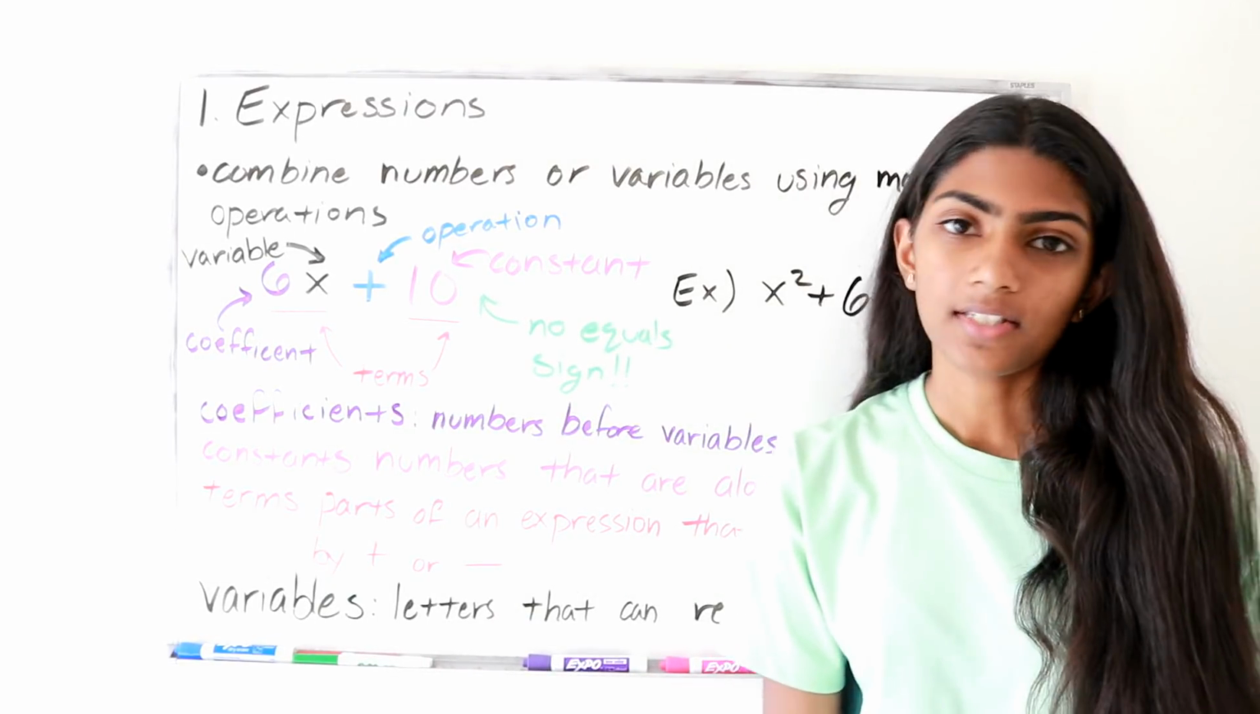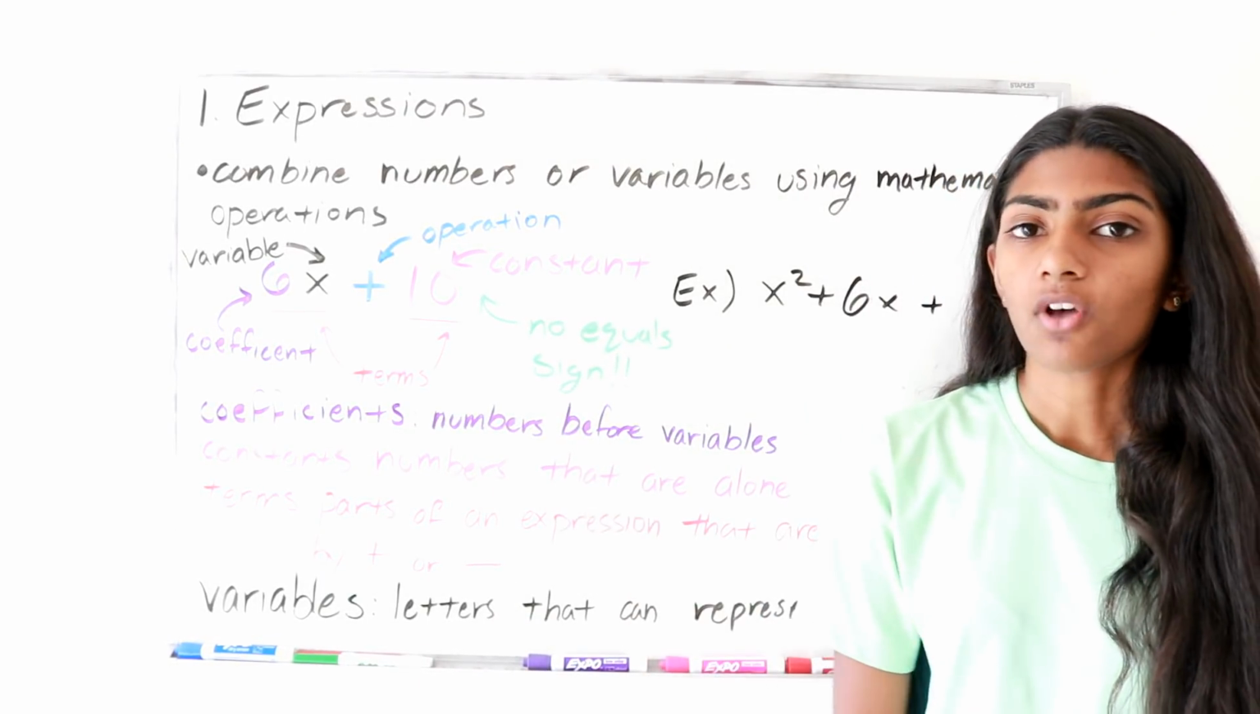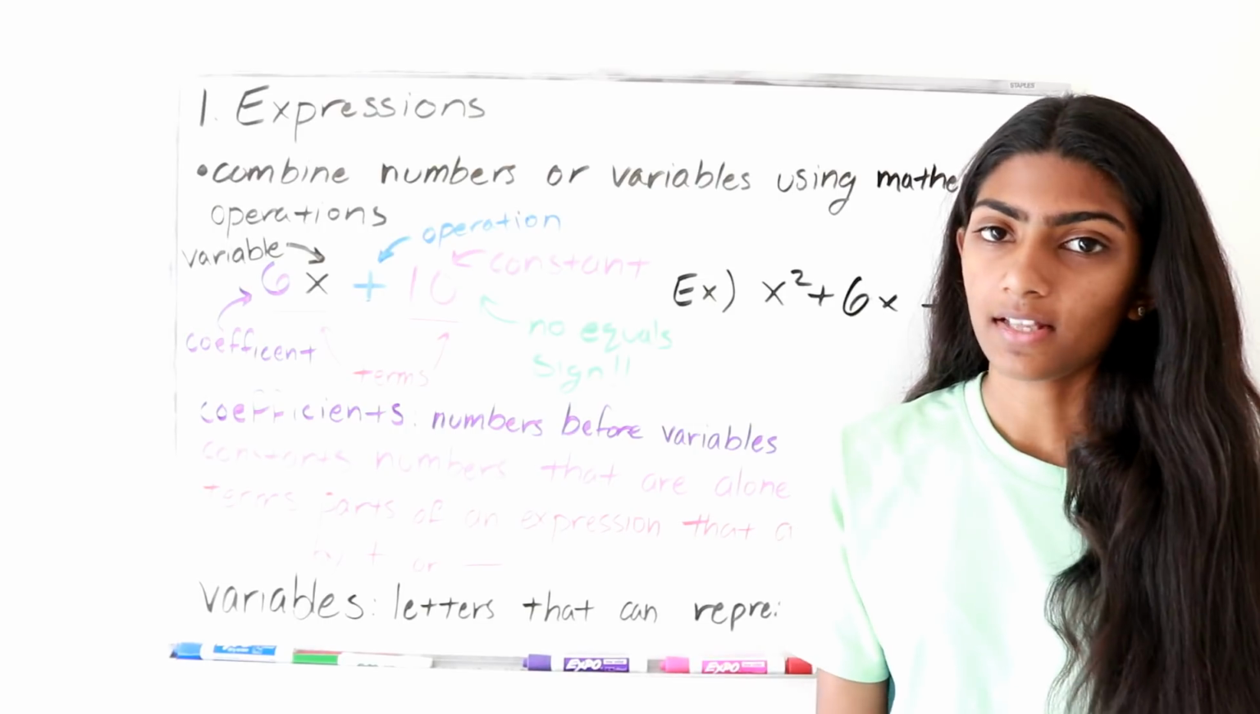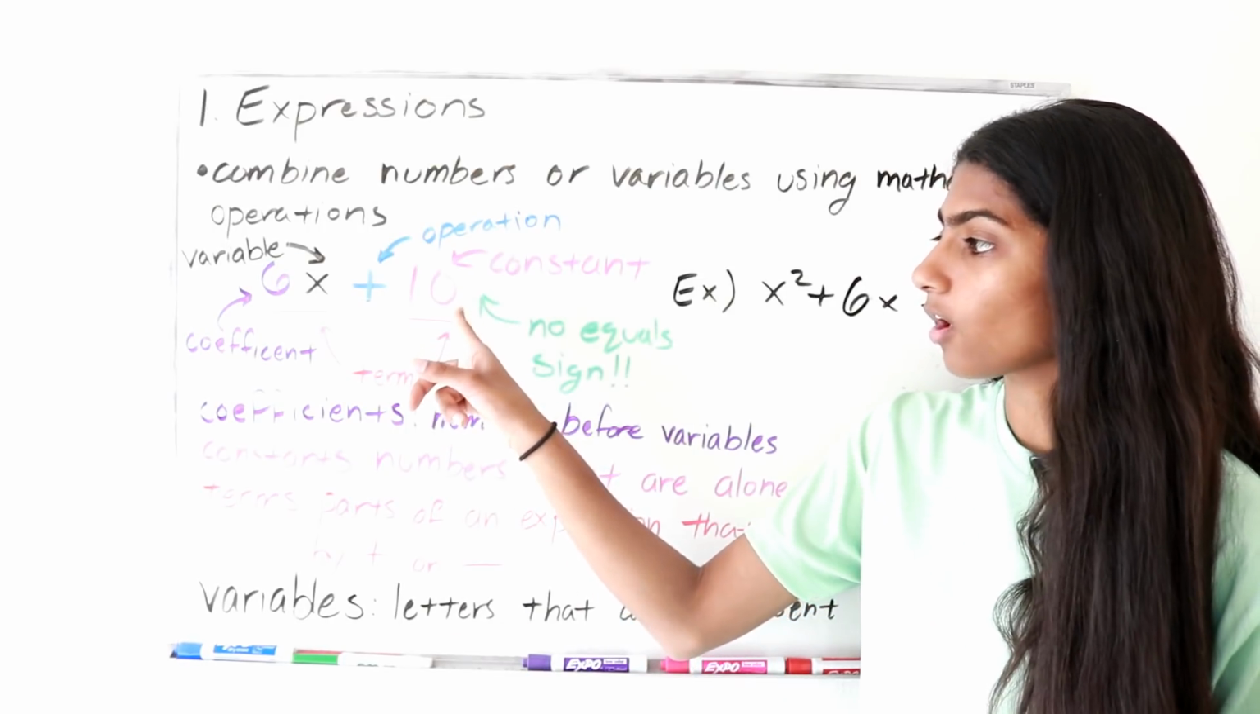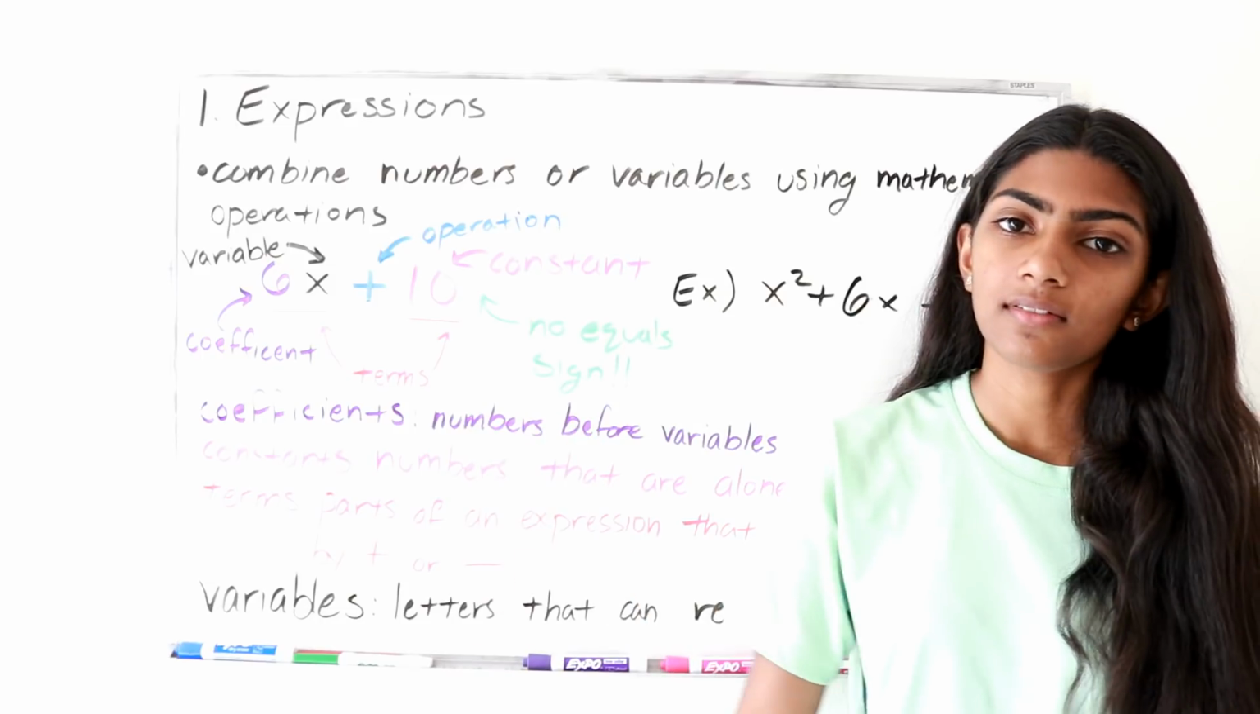Next, let's look at constants. A constant is a number that is all by itself, or is a term by itself. So if we look right here, 10 is all by itself, and that makes 10 a constant.